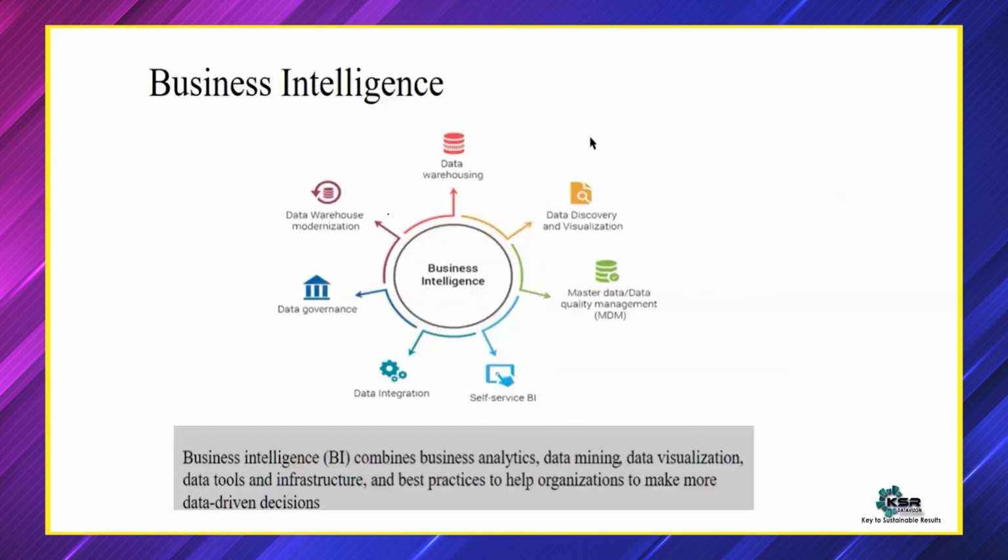Now, moving further, we are at the business intelligence stage. What exactly does business intelligence mean? Business intelligence is a combination of business analytics, data mining, data visualization, tools and infrastructure, and best practices to help organizations make more data-driven decisions. That means more revenue-driven. I'll keep it as revenue. Data means revenue here, because whatever data we have, we try to interpret in terms of sales, in terms of revenue. Revenue is an important factor.